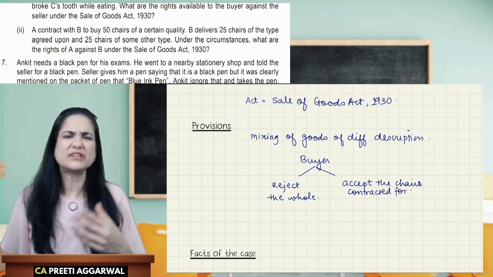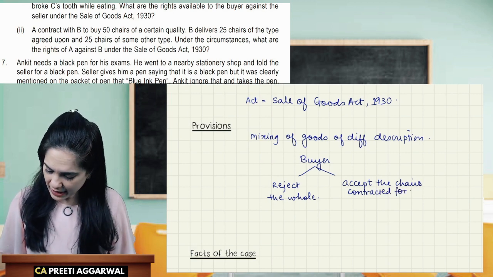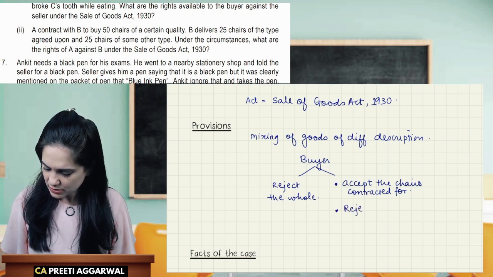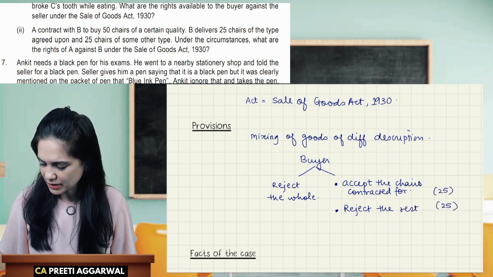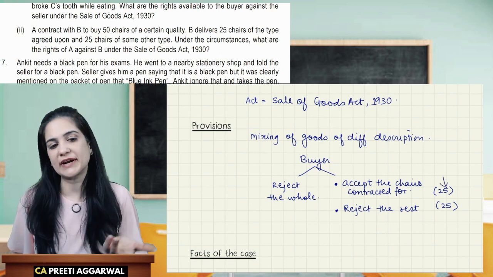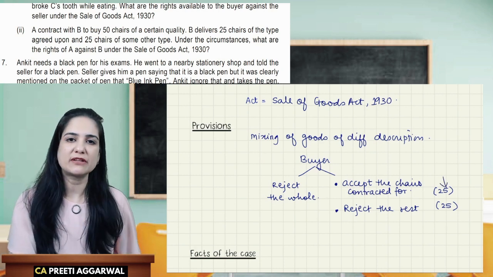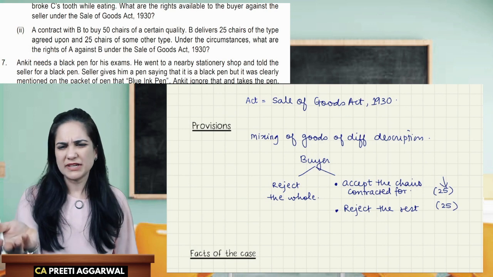Okay, of the description. And he can, this is first, and he can reject the rest. So he will accept 25 and he will reject the remaining. You need not write this over here, that we will write in the analysis part. What will you write in facts of the case? It is very simple now.